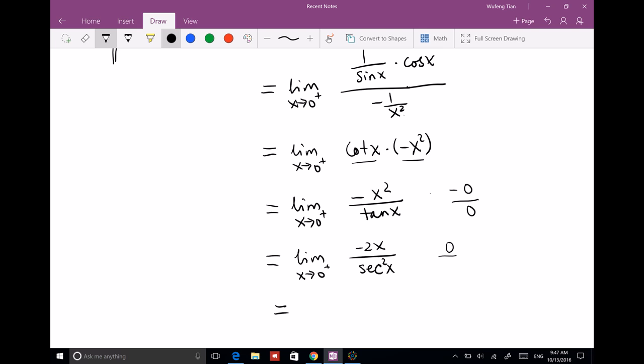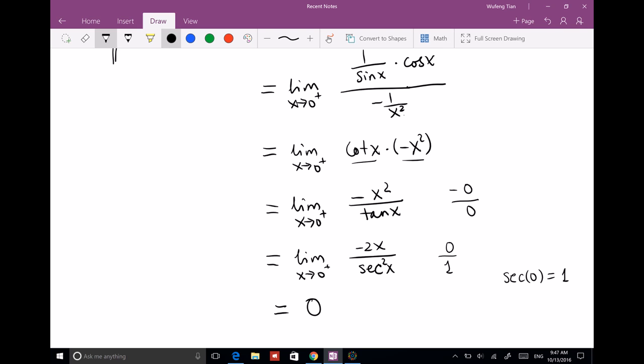What's secant 0? What's secant 0? 1. Very good. So it's 0 over 1. So now the whole thing is just 0. You don't have to do L'Hopital's rule again, because the numerator is 0 and the denominator is 1. So the whole thing is going to be just 0.